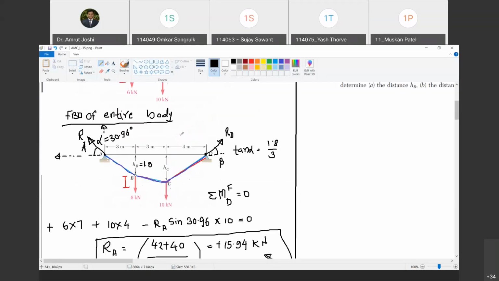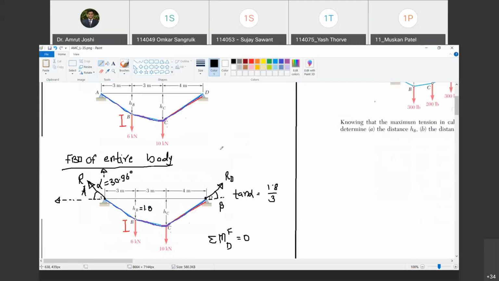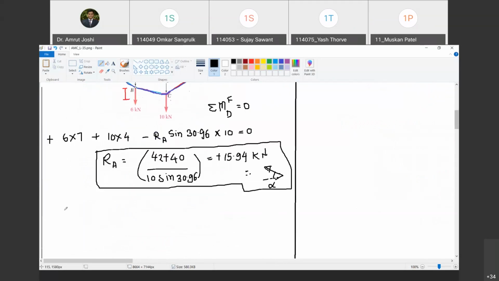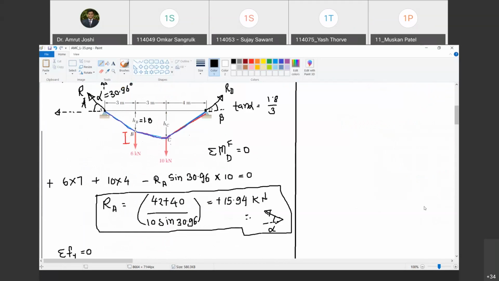So in any of the problems that involves cables, the first thing that you are going to do is you are going to draw the free body diagram of the entire cable, and you are going to apply all the three equations of equilibrium. We have applied the first equation of equilibrium. Now let us apply the second equation of equilibrium. So what is the second equation? Summation Fy equal to 0, let us say. Are you with me? Yes, sir.